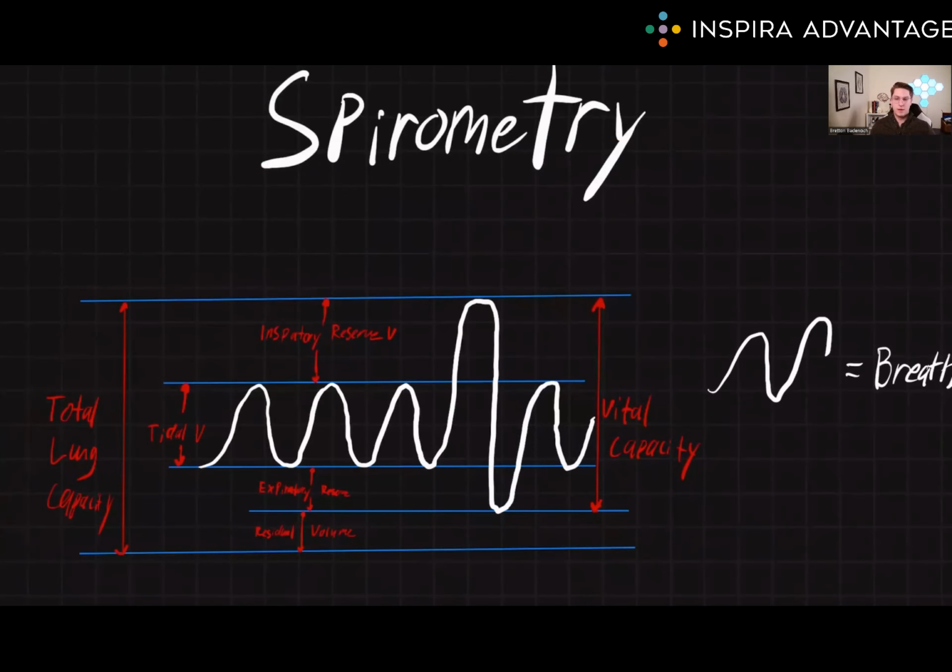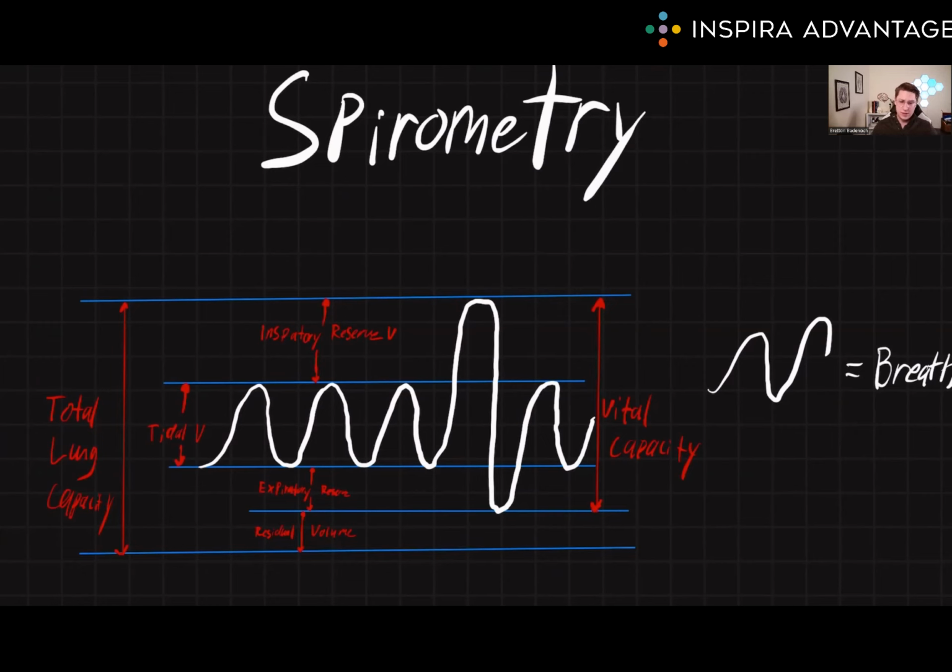Today, we're going to talk about spirometry for the MCAT. We will discuss and define TLC, TVM, VC, TV, ERV, and IRV, all of which are related to the measurement of lung function and ventilation. Don't worry about what all of these acronyms mean right now. We're going to get into it.